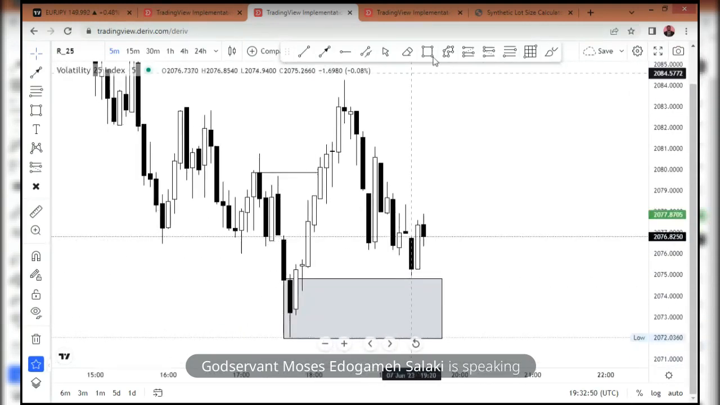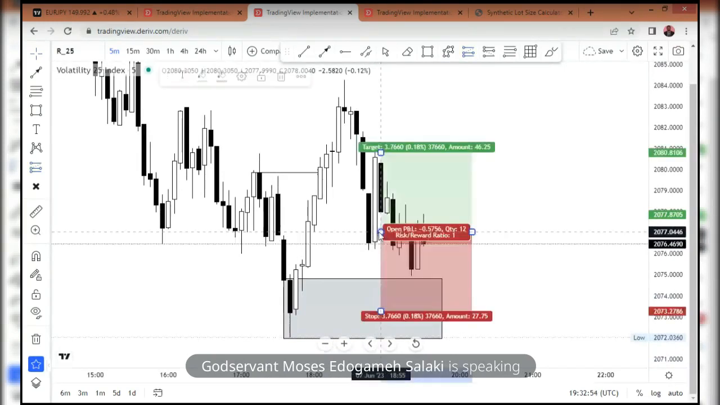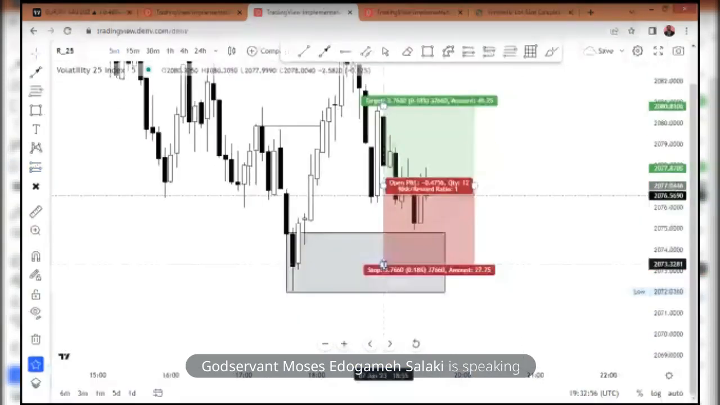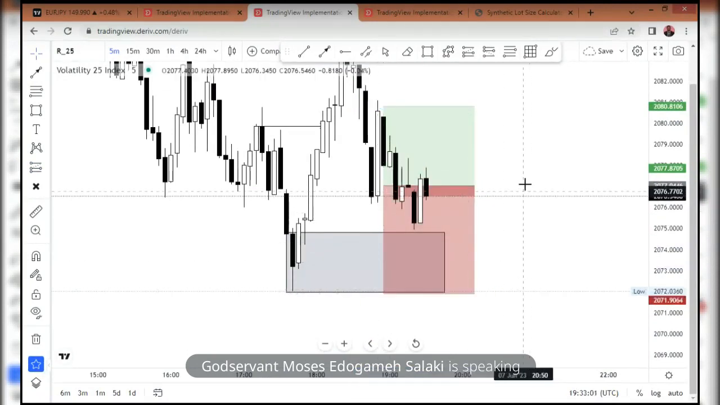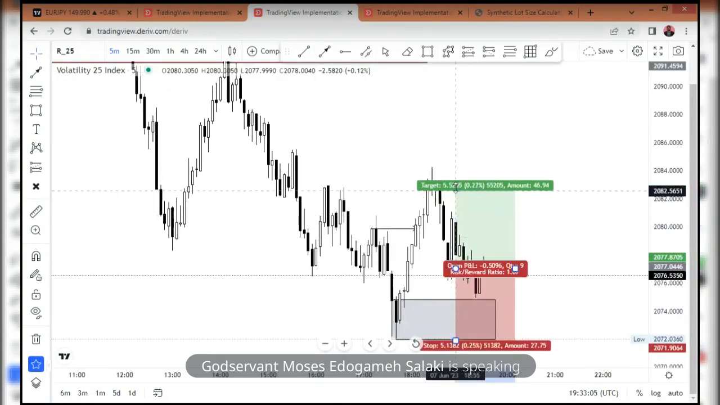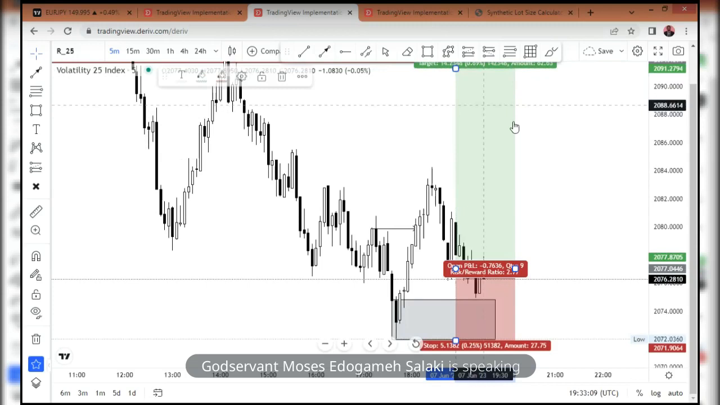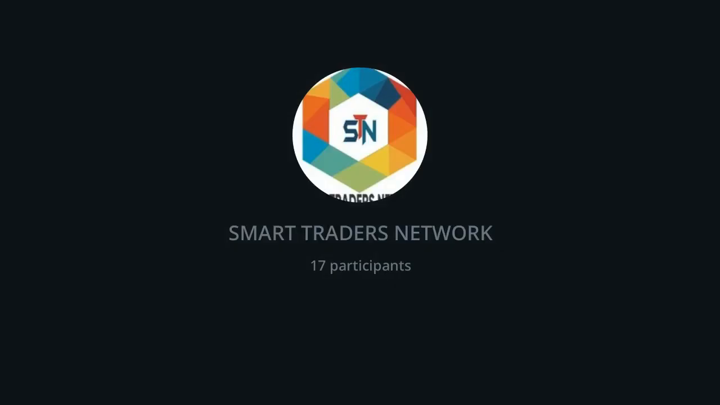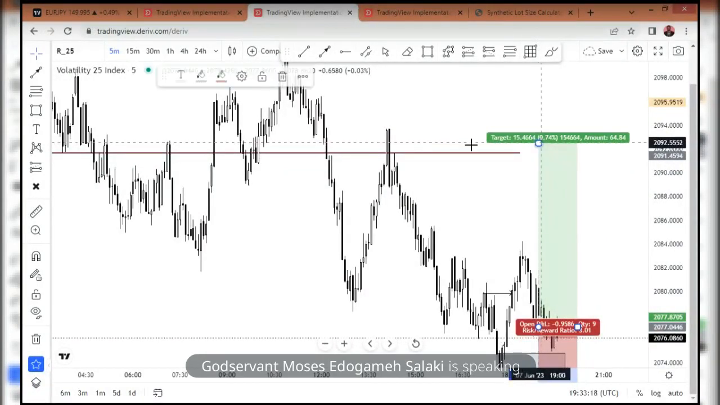If I had my entry on this imbalance, let's say I play the open of this imbalance, what's my stop loss? 5 pips. Just 5 pips. Then first I want to look for a 1 to 3. Yeah, this will give me 1 to 3 around here. Okay, I got it.